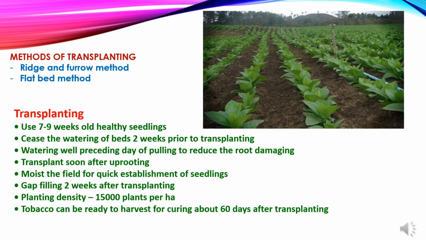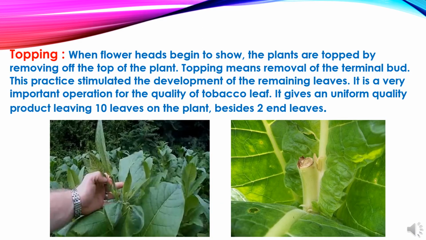Fifth, moisten the field for quick establishment of seedlings. Sixth, gap filling 2 weeks after transplanting. Seventh, planting density should be 15,000 plants per hectare. And eighth, tobacco can be ready to harvest for curing about 60 days after transplanting. Other important practices in tobacco are topping. When flower heads begin to show, the plants are topped by removing the top of the plant. Topping means removal of the terminal bud.